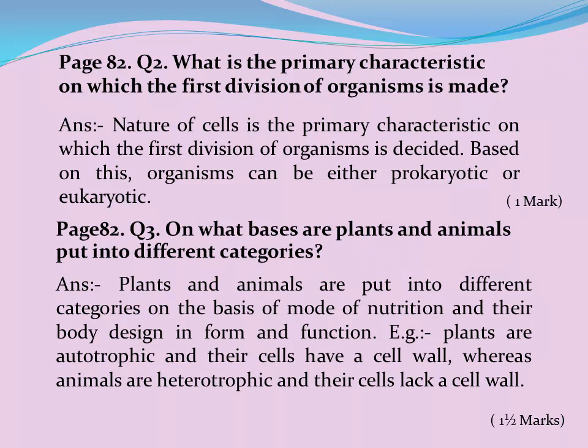Page number 82. Question number 3. On what basis are plants and animals put into different categories? Answer. Plants and animals are put into different categories on the basis of mode of nutrition and their body design in form and function. Example: plants are autotrophic and their cells have a cell wall, whereas animals are heterotrophic and their cells lack a cell wall.